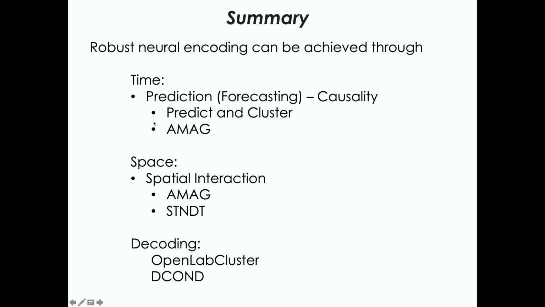All right, I see that my time is up, and I'm on the summary slide. I just wanted to summarize all these examples into the lessons that are learned: that incorporating time-specific effects, in particular causality and forecasting in the encoders, could provide more robust encoders, and I showed examples of Predict and Cluster and AMAG. Spatial aspects are important, and if you model the spatial interaction within your network, it is also possible to gain a more robust representation, and this can correspond to more effective decoding.